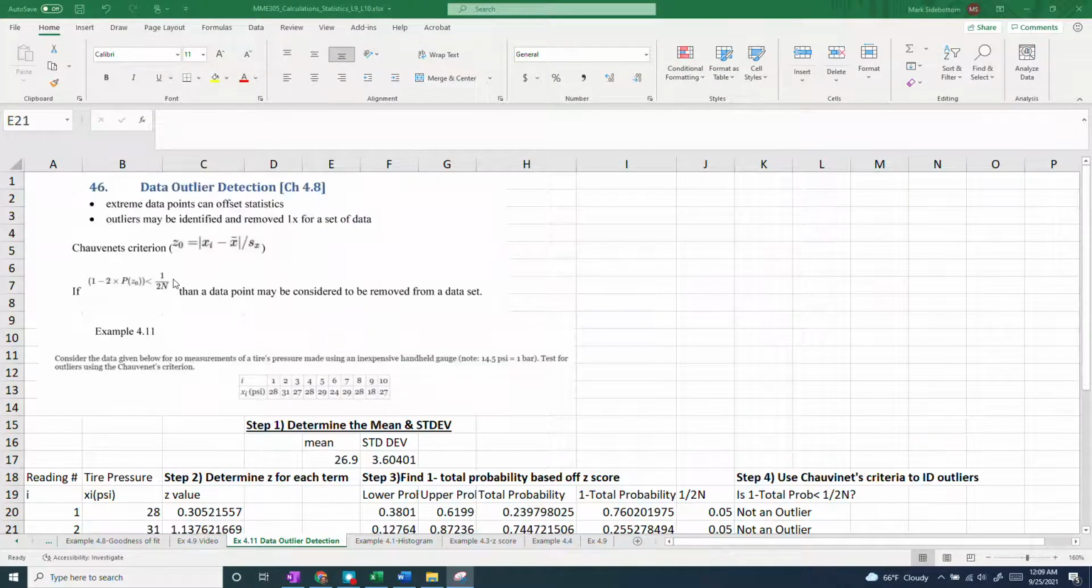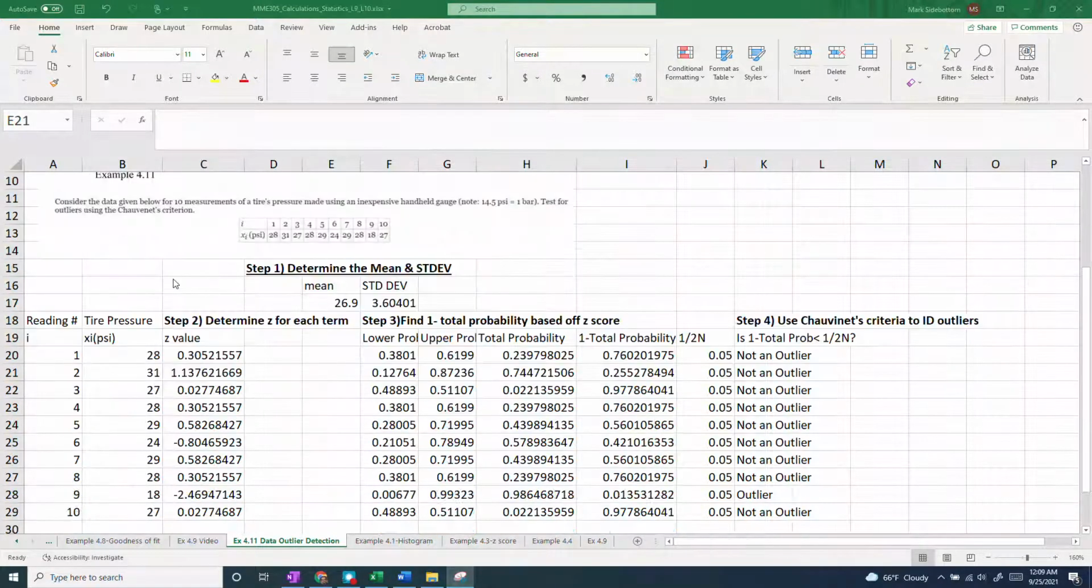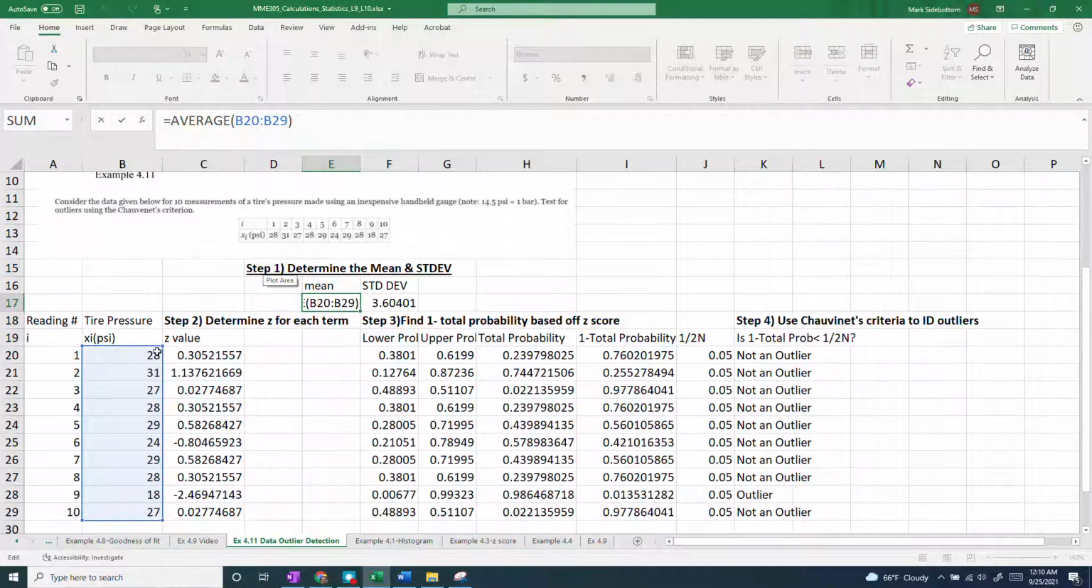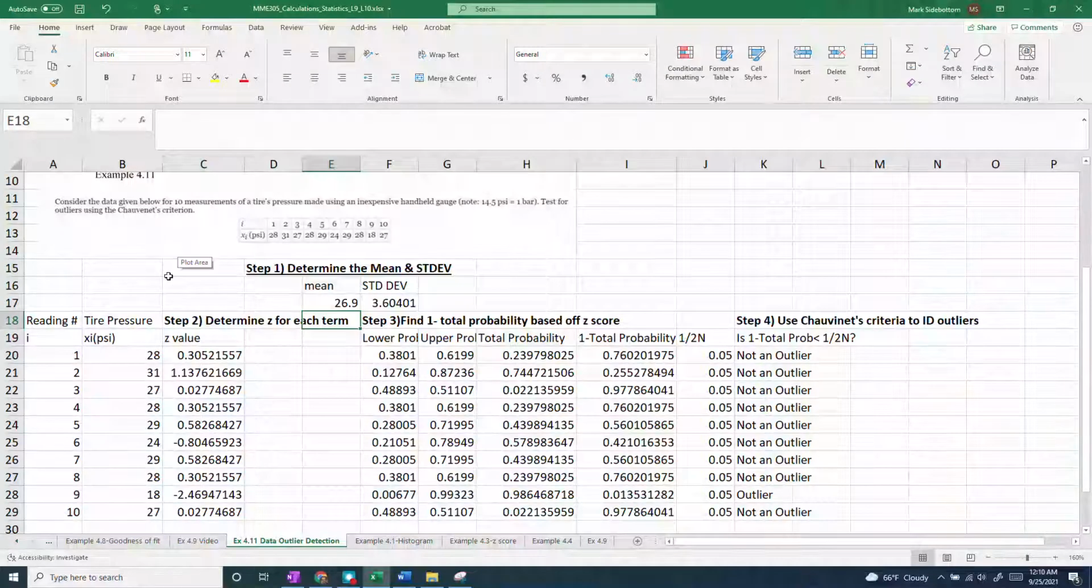The first thing we have is our data set here. Notice that our data set has 10 points. The first thing we would do is calculate the mean of our data, which is just the mean of all our data points. Then we would find the standard deviation as well. Nice and easy, nothing too crazy there. Based off of the mean and standard deviation, we can calculate the z values.